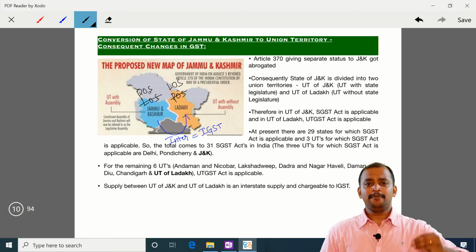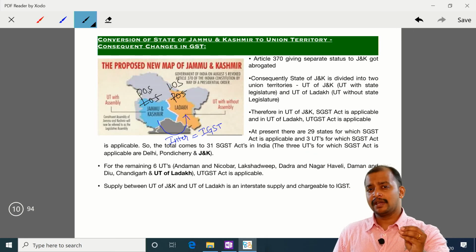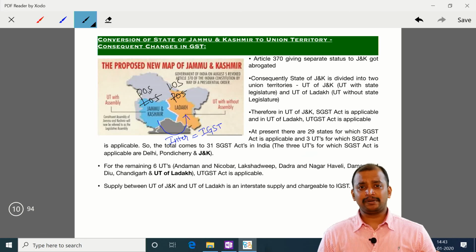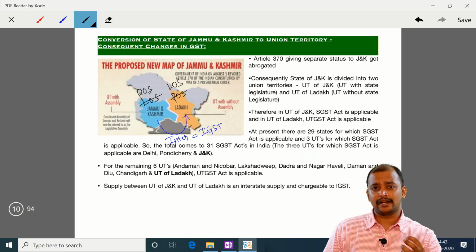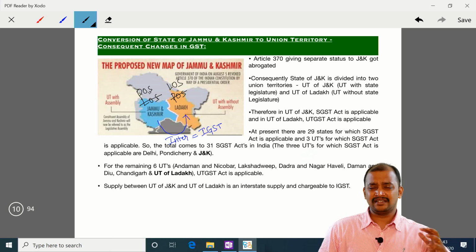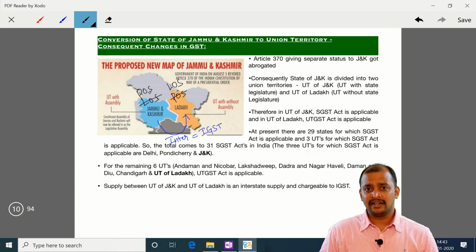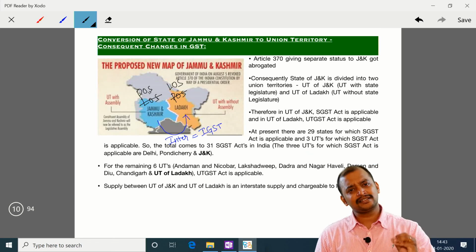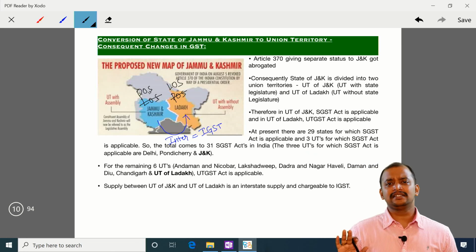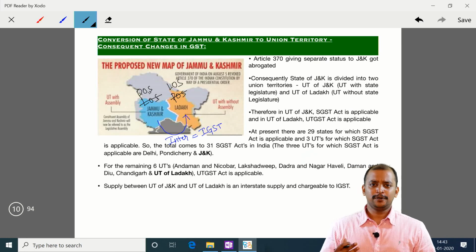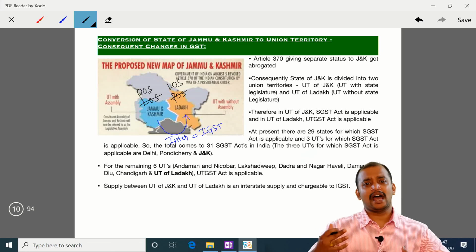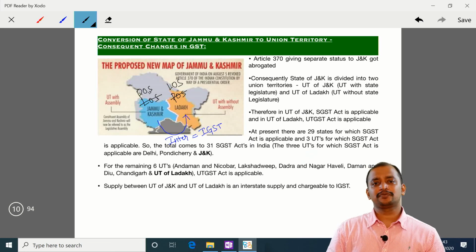So please remember, for your May 2020 exam, if there is a question related to a supply which takes place within the state of Jammu and Kashmir, say Jammu and Kashmir to Ladakh, then you should not write it as interstate supply; you should write it as intrastate supply. CGST plus SGST is only applicable. So this discussion is not yet made applicable for your exam, so don't worry about it.